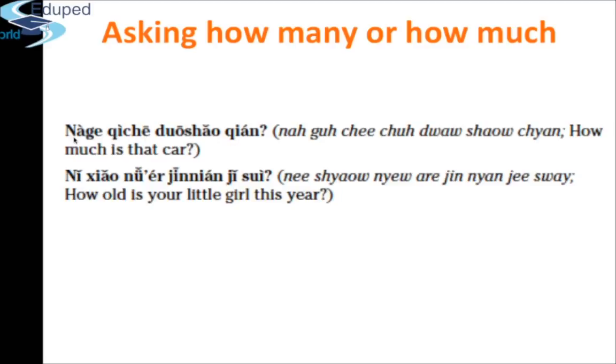那个汽车多少钱? 那个 means that. 汽车 means car. 多少钱? How much? 钱 means money. 多少钱 means how much. 那个汽车多少钱? How much is that car? 你小女儿今年几岁? How old is your little girl this year?